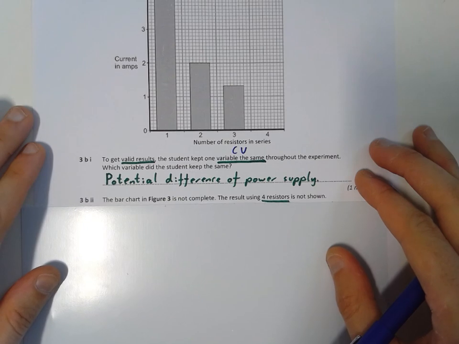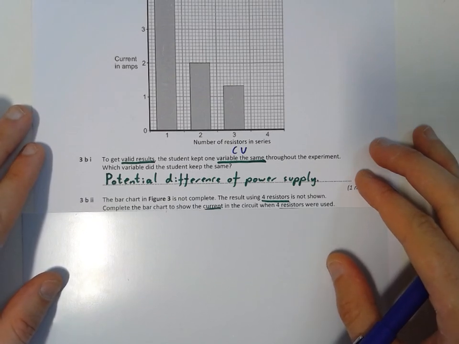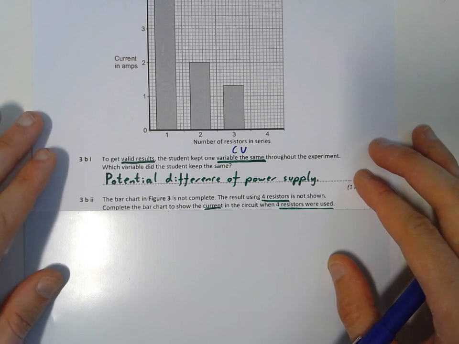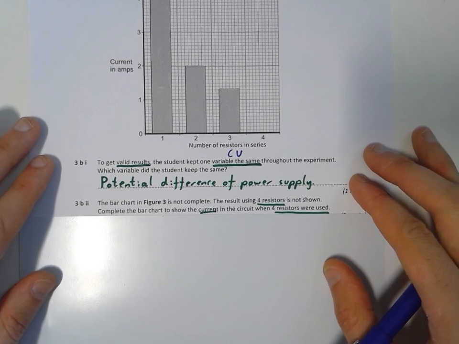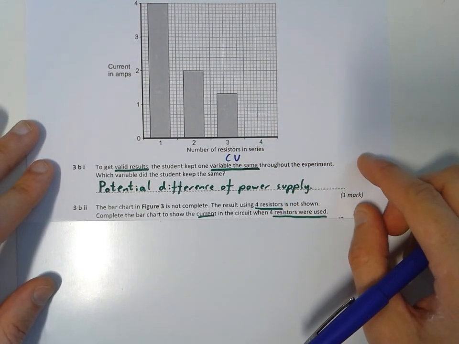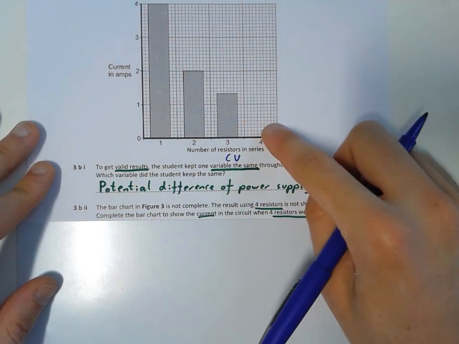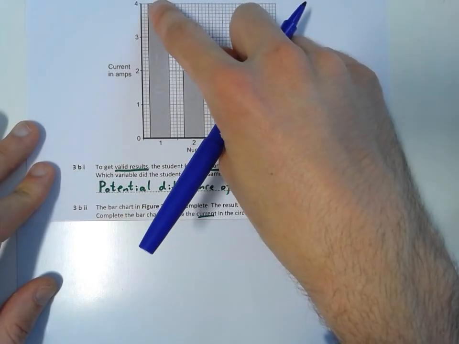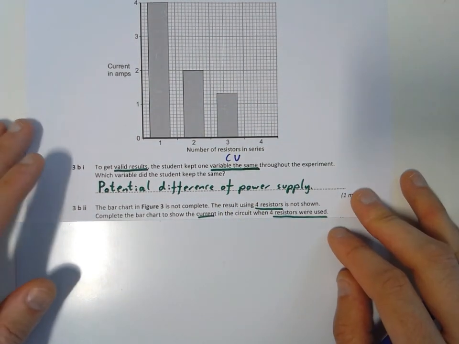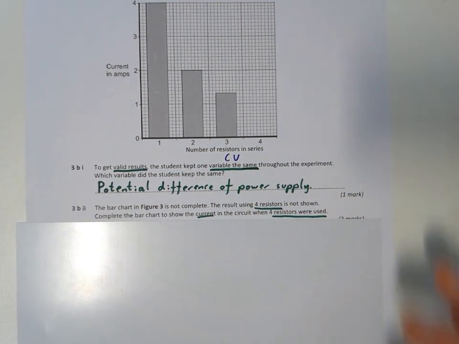The bar chart in figure 3 is not complete. The result using 4 resistors is not shown. Complete the bar chart to show the current in the circuit when 4 resistors are used. Okay, so we need to work out what the size of this bar is going to be. We know it's probably going to be less than 1 because we can see as the number of resistors is increasing, the current is decreasing. But the exact value can be a little bit trickier to work out.